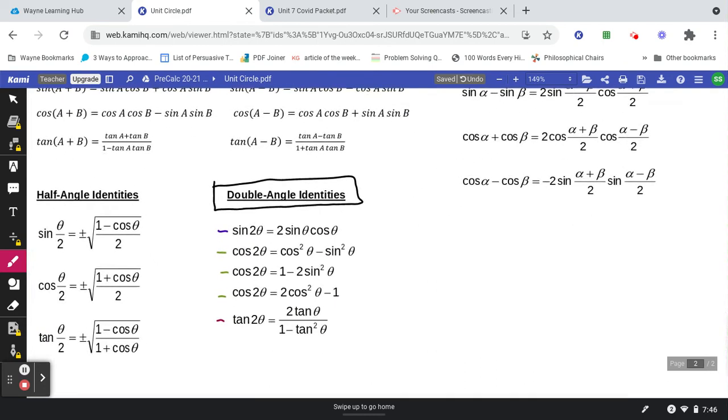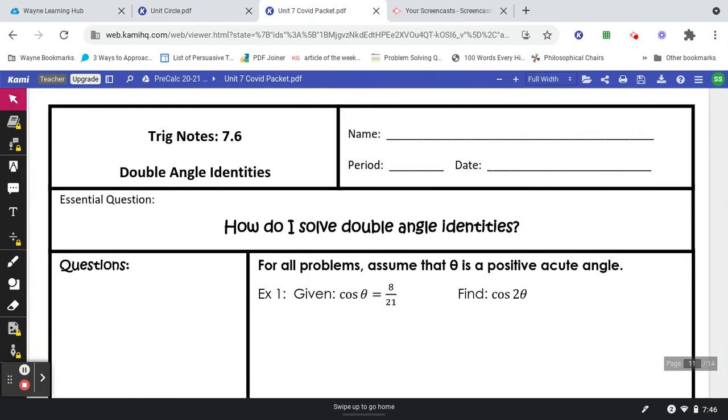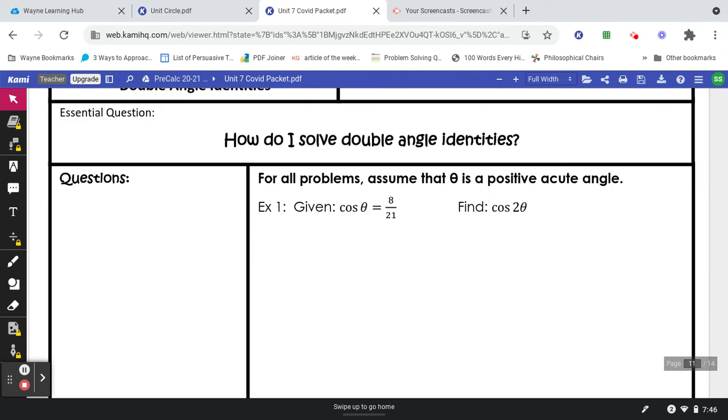All right, so I'll keep that here so we can flip back to it. Let's look at our first problem. For all problems, assume that theta is a positive acute angle. That just means that we're not going to be having to deal with any negatives as far as the sides go. So given cosine of theta equals 8 over 21, they want us to find cosine of 2 theta.